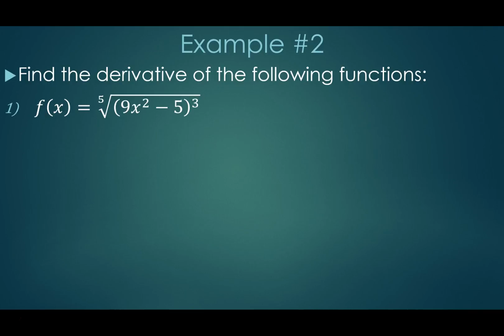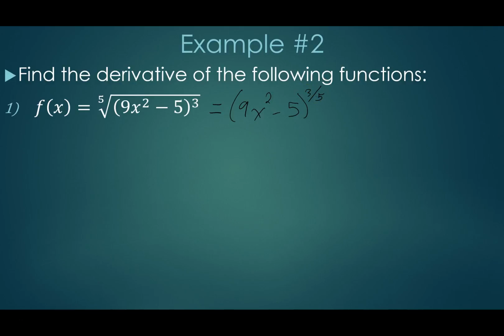Same thing for this problem. We have f of x equals the fifth root of 9x squared minus 5 to the third power. So first off, I'm going to write this as a power. So this really is a 3/5 power because I'm taking the fifth root but cubing the inside. So it's 9x squared minus 5 to the 3/5 power.